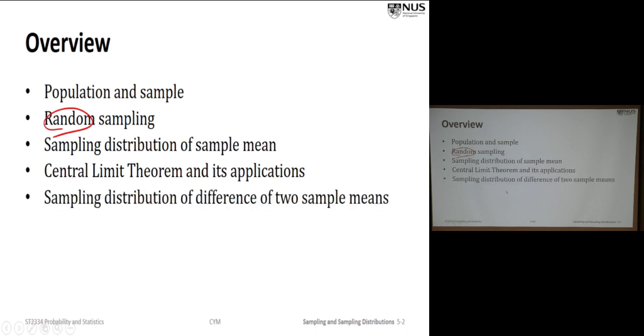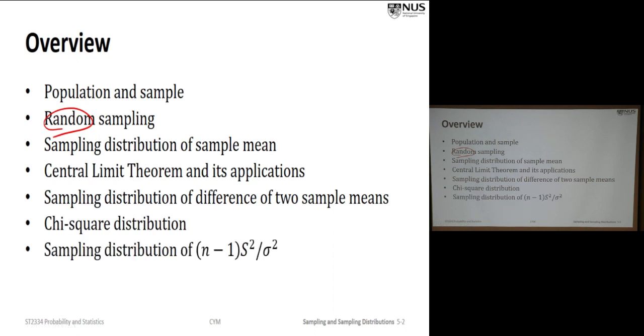And then we talk about the sampling distribution of the difference between two sample means. And also we talk about the chi-square distribution, because we want to study how S square behaves. S square is the sample variance. And we talk about the T distribution and the F distribution.